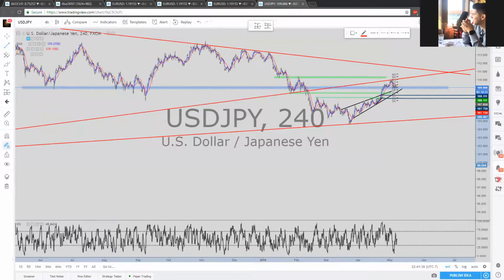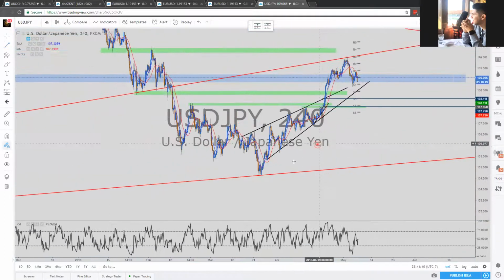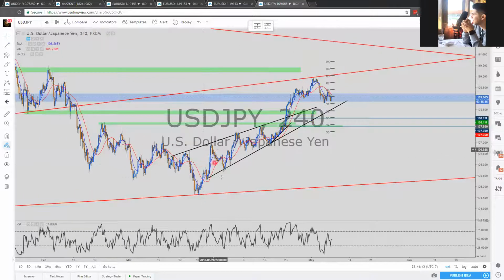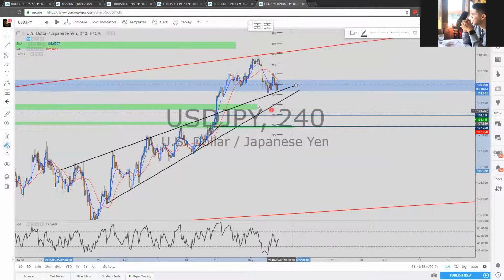Let's see. So 4 hour. We can see in this area here that price was getting trapped right here, and then it broke above, retested right here. So it's in an area where it was once resistance. Now it's support over here, and it bounced twice off of that support line.